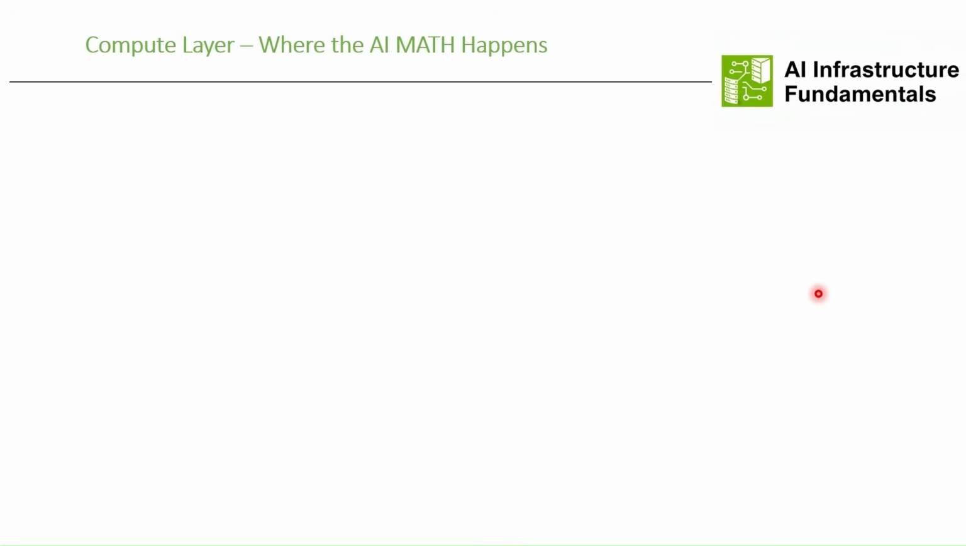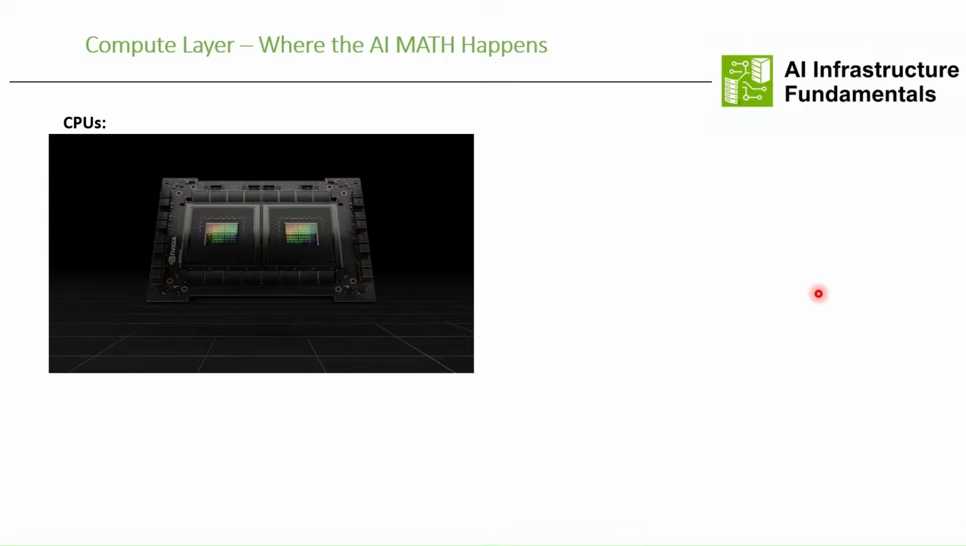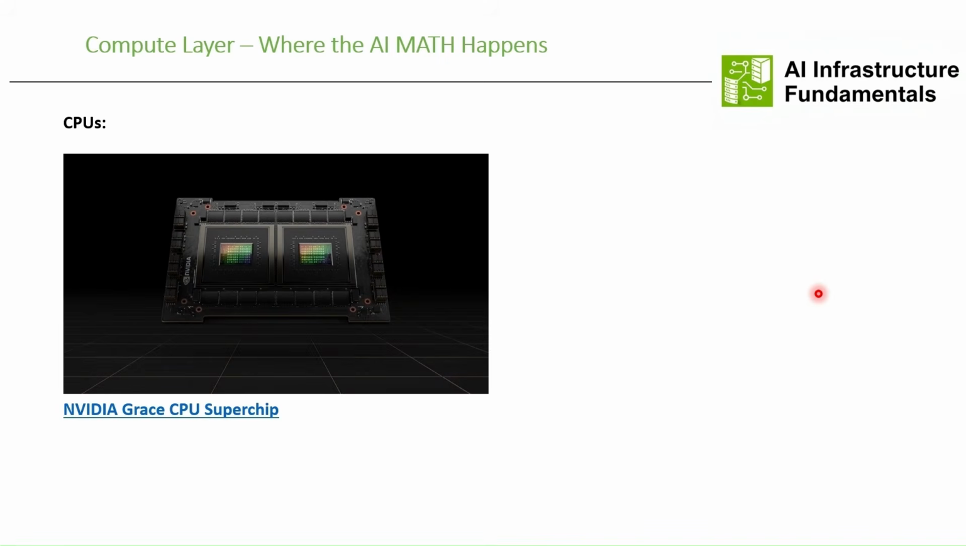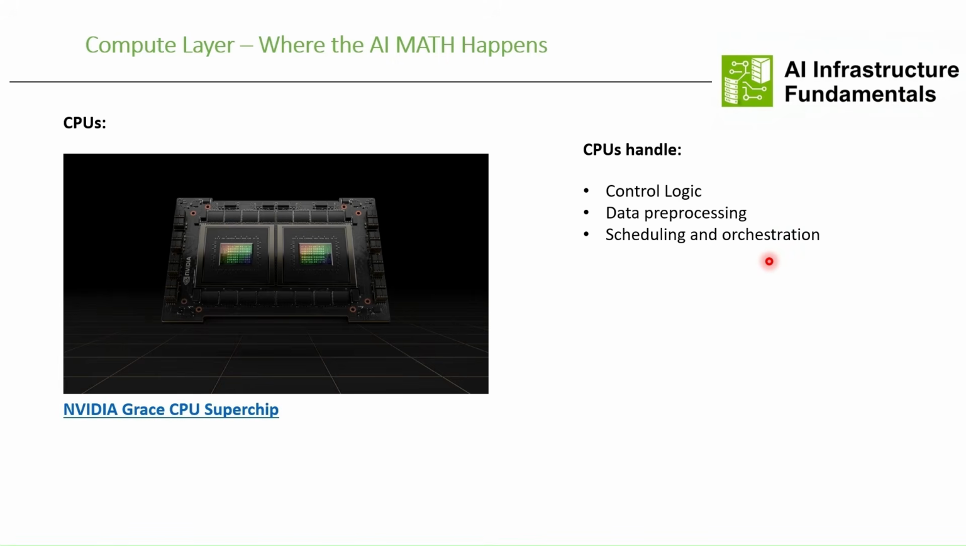Now let's look at the compute layer, where the AI math happens. CPUs: the NVIDIA Grace CPU Superchip is the product that NVIDIA is offering in this layer. CPUs are good at control logic, even in the traditional world before the launch of ChatGPT, CPUs were there. They're good at running the operating system, data pre-processing, scheduling, and orchestration. They do pretty well here. But CPUs are not optimized for large matrix multiplication and deep learning workloads.